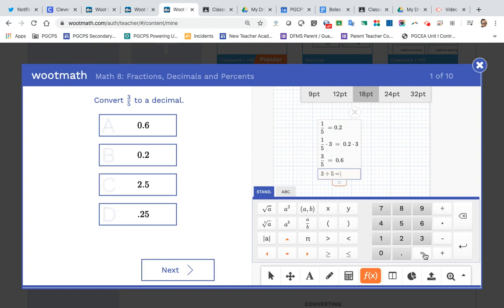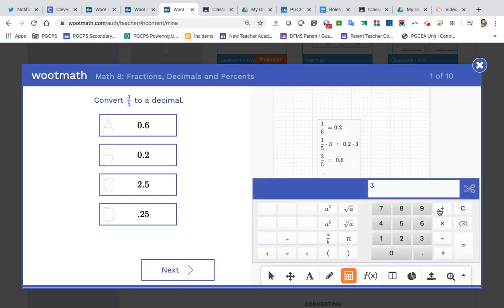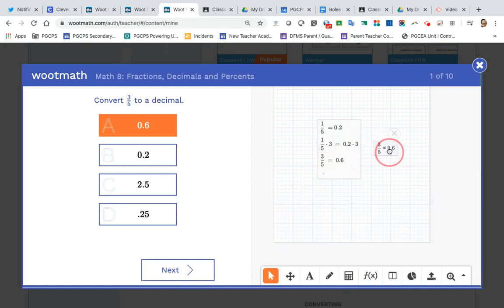Oops, that didn't work out so well. But I could have done it faster by going to this calculator mode and doing 3 divided by 5 is equal to 0.6. And let me move this out of the way. It's very important that when you do WootMath that you show the work on the workpad so we can see what you're doing and help you out. You have to show the work on the workpad.